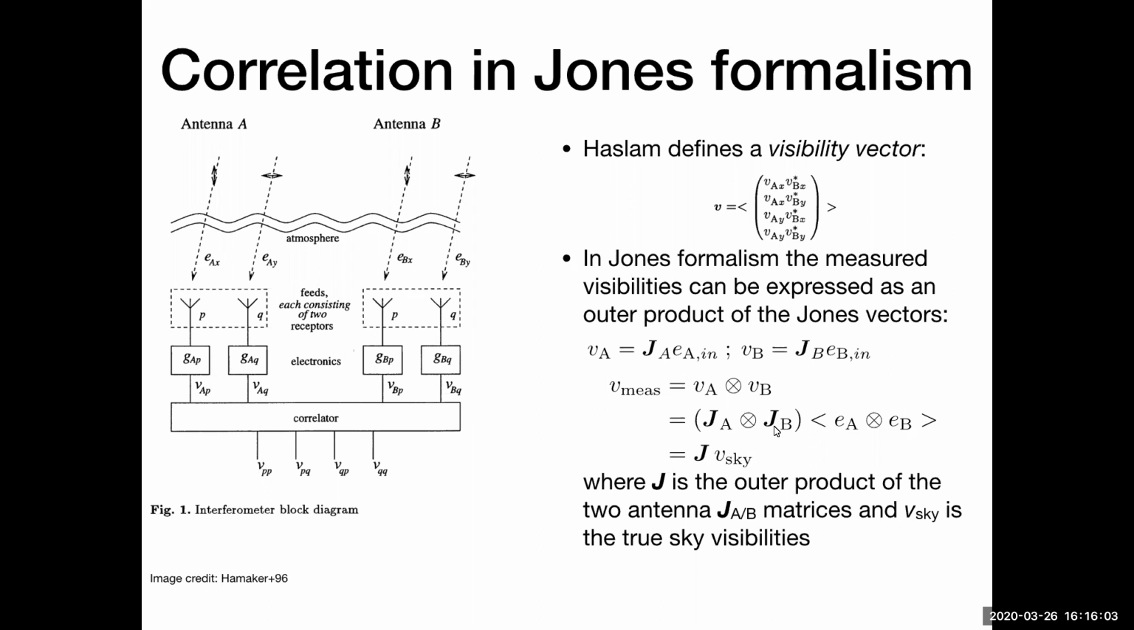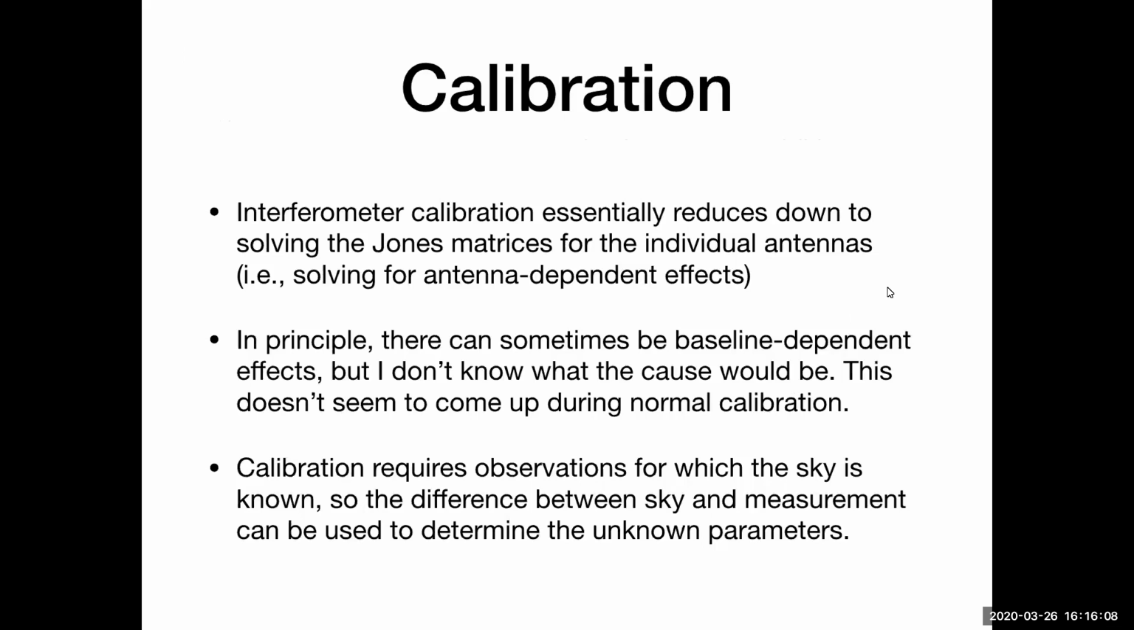And then the idea for calibration is we want to solve for the unknowns in the individual Jones matrix for every antenna. Basically we're trying to solve for all the unknowns in those Jones matrices on an antenna by antenna basis, because most of the effects that we need to calibrate for are antenna dependent effects. So the electronics are different for every antenna. The antennas are at different positions, things like that.